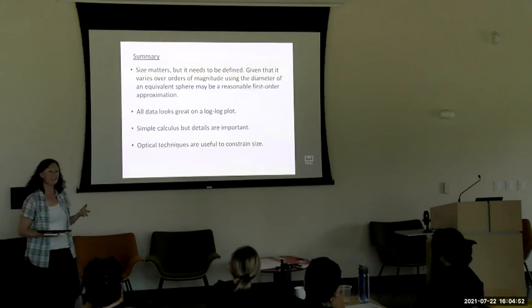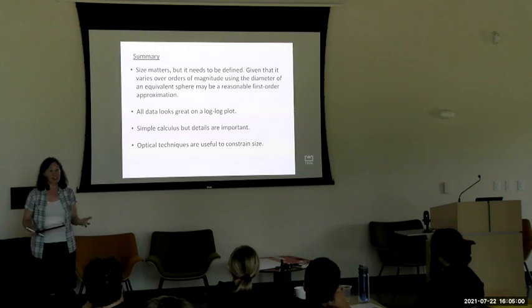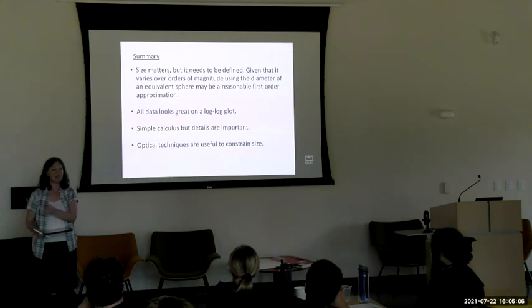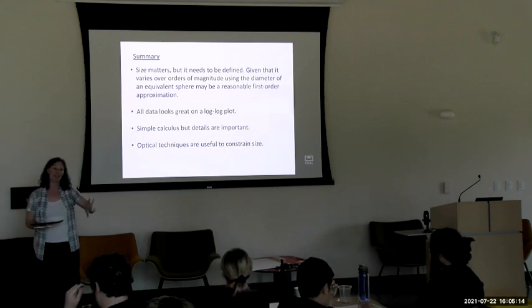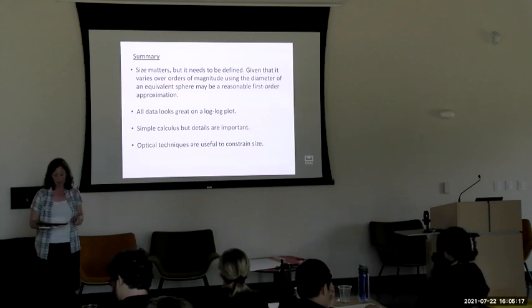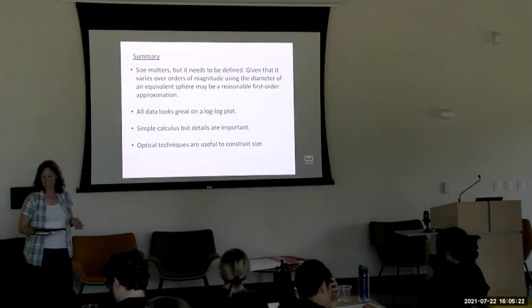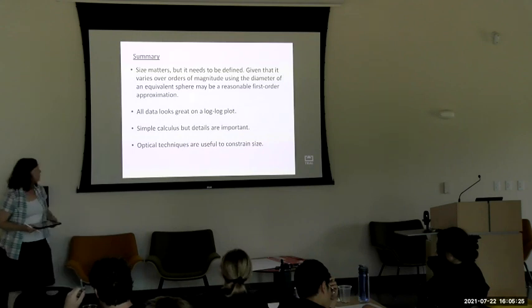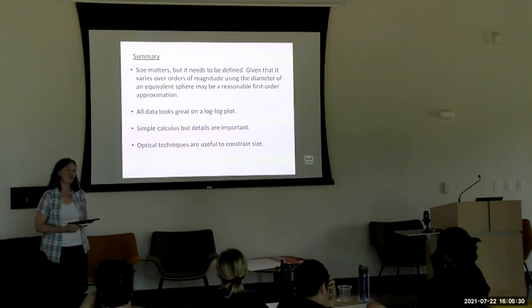So in summary, size clearly matters. We all know this for a lot of different oceanographic processes, but you have to define it. It's important to keep track of your error, keep track of your units and be cognizant of the sensitivities of the instruments you're using, and whether your sample size is limiting your rare particle collection, or whether you're aliasing or missing some of your smaller particles of interest. As Kurt just said, all data looks good on a log plot, including size. So yeah, details are important, and there's a bunch of different optical proxies out there that are useful for constraining particle size.